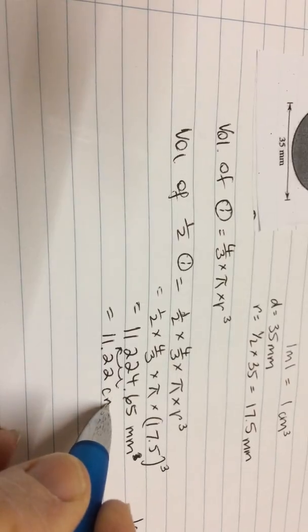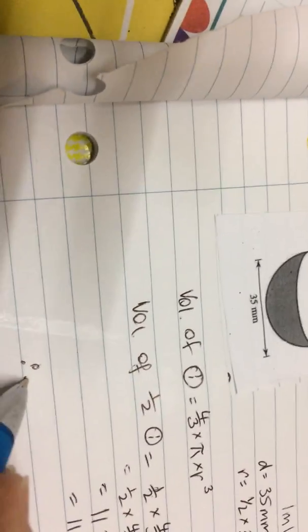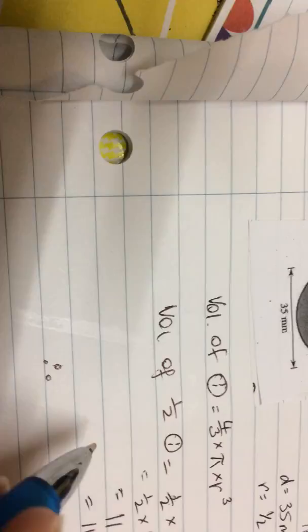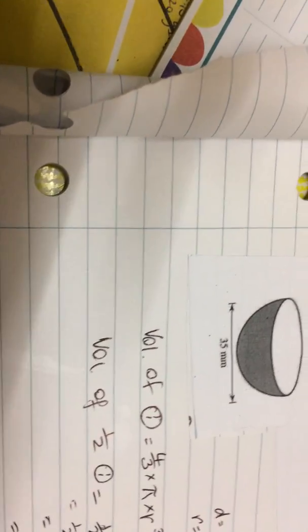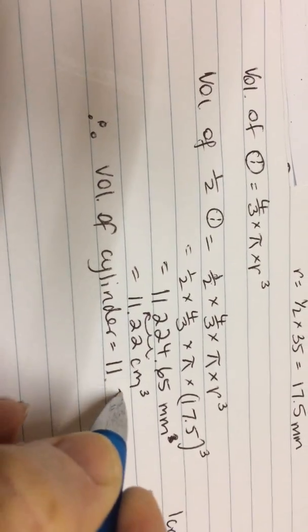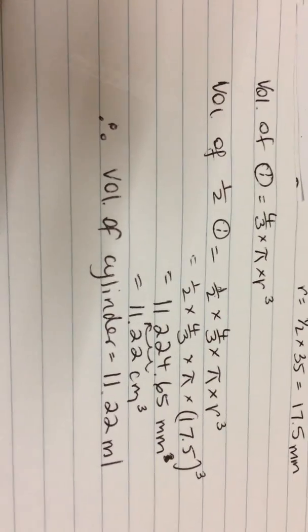11.22 centimetres cubed, and as I wrote down at the top here, 1 millilitre equals 1 centimetre cubed. So therefore, and I'm going to write therefore down because it just sums up nicely for the teacher that's checking your work, therefore, volume of cylinder equals 11.22 millilitres, and that's my answer. Thanks very much.